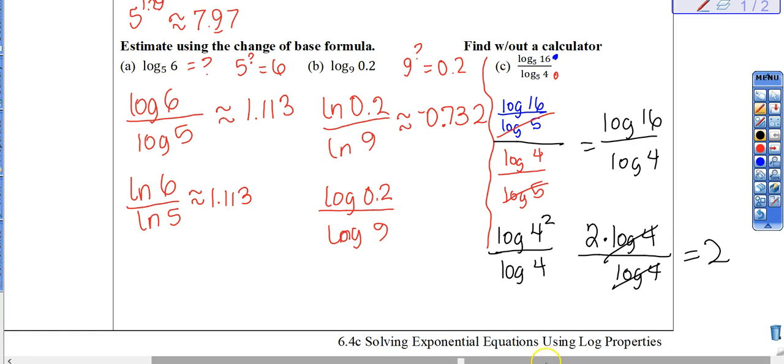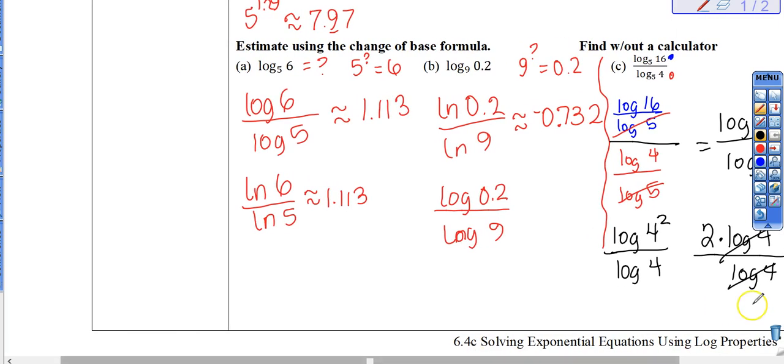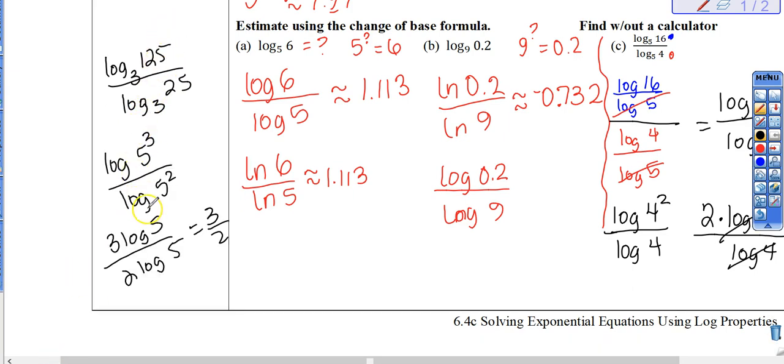So I'm going to give you a challenge one. Here we go, real quick. Try this one over here on the side. Let's do the log base 3 of 125 over the log base 3 of 25. By hand, no calculator, go. Through this method that I've explained to you, I got the answer is 3/2.